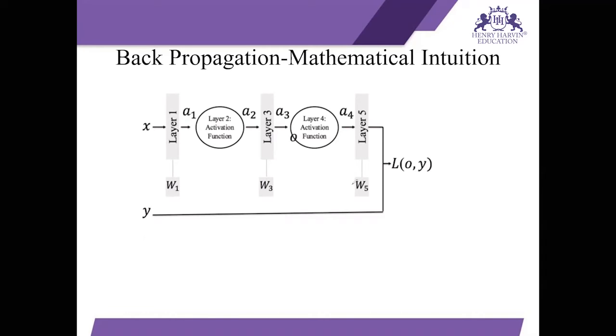At the same time, we also calculate another quantity, which is ∂O/∂A4, right? Which is the Jacobian of the output vector with respect to the input vector. Note that output is a vector, okay? So what is O here? O is a function of A4 and W5, right? So ∂O/∂A4 is the Jacobian.